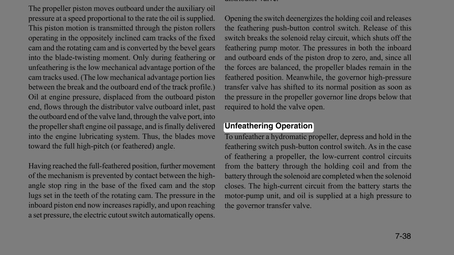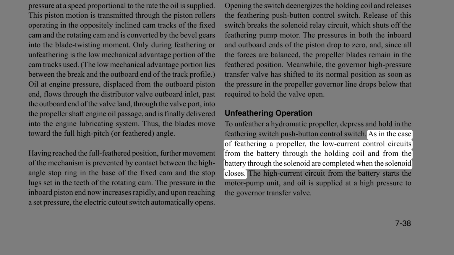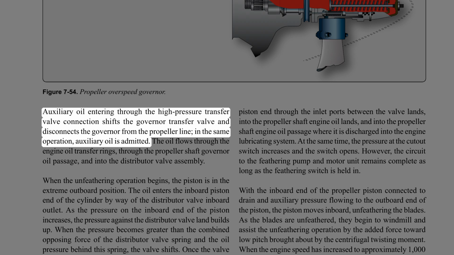Unfeathering operation. To unfeather a Hydromatic propeller, depress and hold in the feathering push-button control switch. As in the case of feathering a propeller, the low-current control circuits from the battery through the holding coil and from the battery through the solenoid are completed when the solenoid closes. The high-current circuit from the battery starts the motor pump unit, and oil is supplied at a high pressure to the governor transfer valve. Auxiliary oil entering through the high-pressure transfer valve connection shifts the governor transfer valve and disconnects the governor from the propeller line.